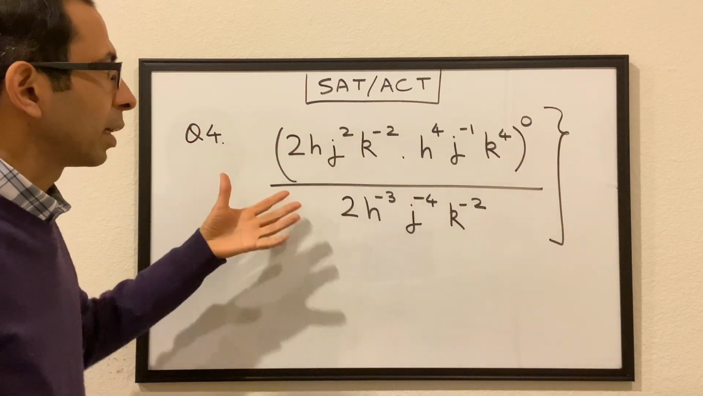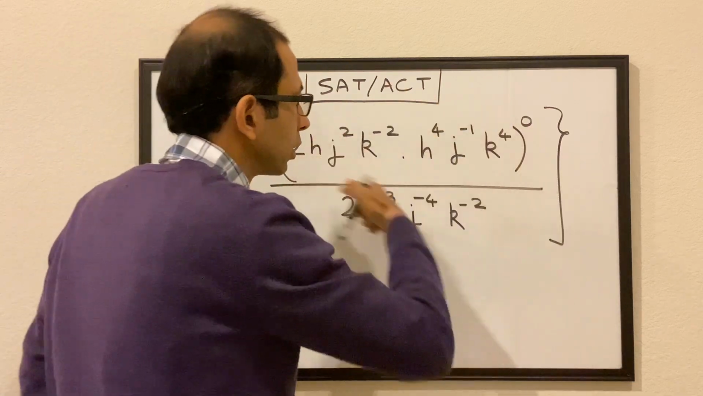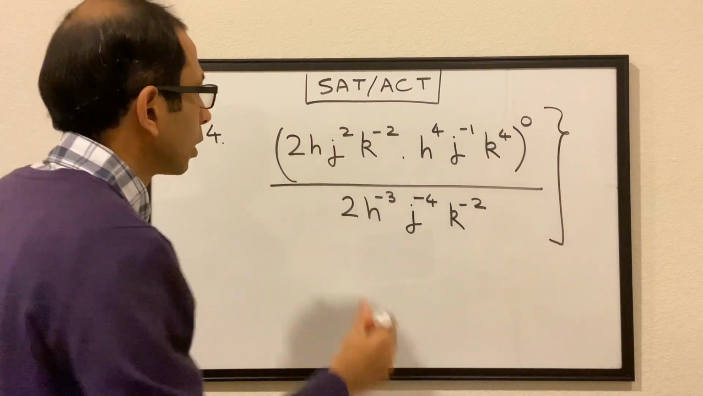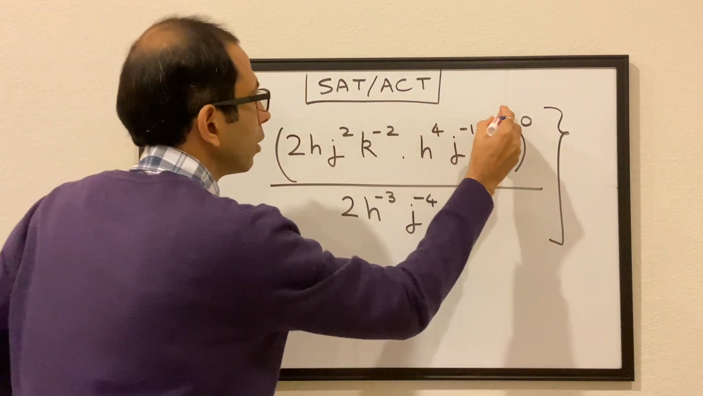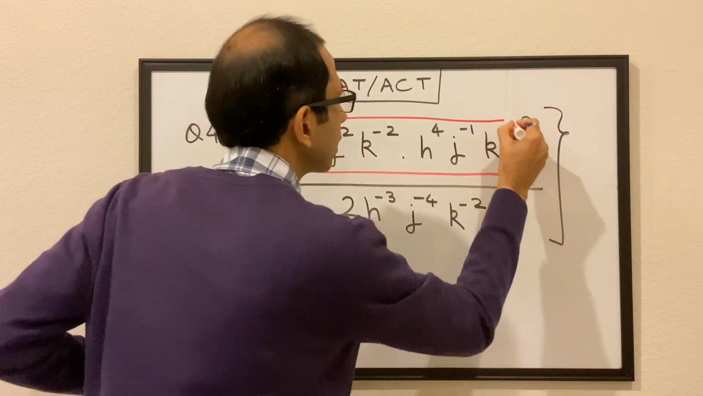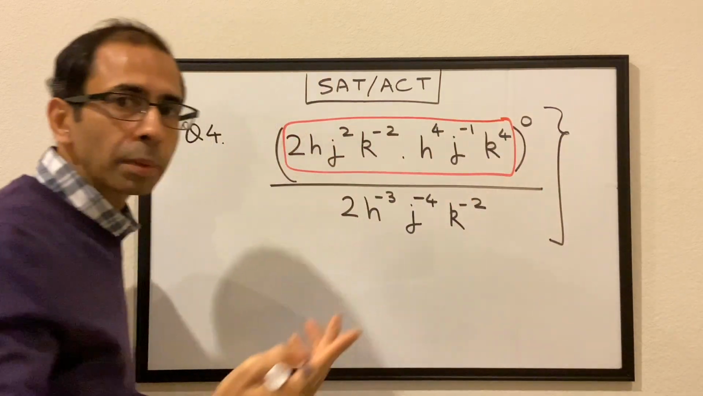Now, actually speaking, it's pretty straightforward. Why? Because anything to the power of 0 is 1. So it doesn't matter if we have such a big expression like this, correct? Because this whole is to the power of 0, so that becomes 1.